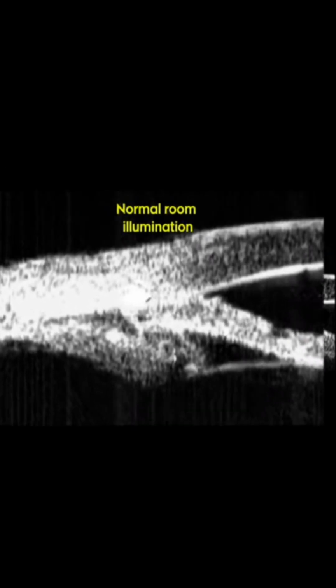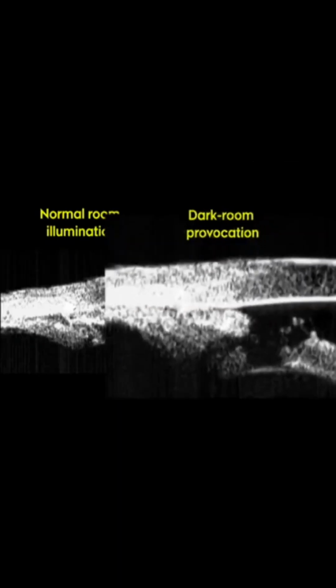Under normal room illumination, the angle with plateau configuration is narrow but open. During dark room provocation and ultrasound scanning, the peripheral iris dilates and appositional angle closure develops.